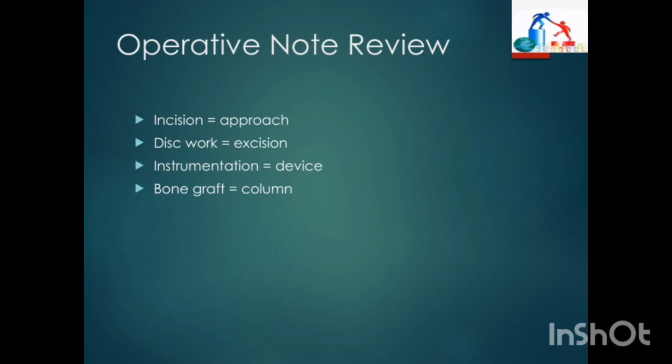Then there's bone graft, which is what we sometimes call the column. This is the material placed to promote bone growth and stability. Finally, reviewing the operative note is crucial. It helps us understand exactly what was done and ensures clarity and accuracy in documenting the procedure. All these terms are interconnected, forming the language that helps us communicate the specifics of the surgery clearly and effectively.